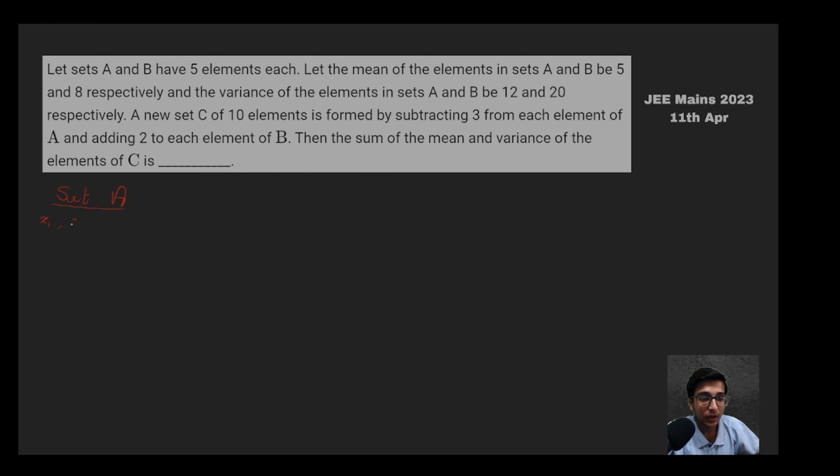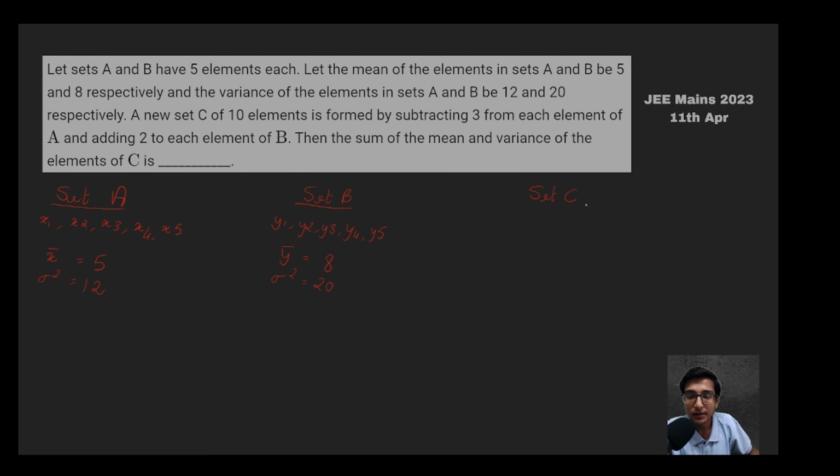Let's say they are x1, x2, x3, x4 and x5, and we know the mean of these elements is 5, and there is set B given to you. Let's say this is y1, y2, y3, y4 and y5, and y bar has been provided to you to be 8. The variance has also been provided: sigma square is equal to 12, and sigma square is equal to 20. Now a new set C has been formed.